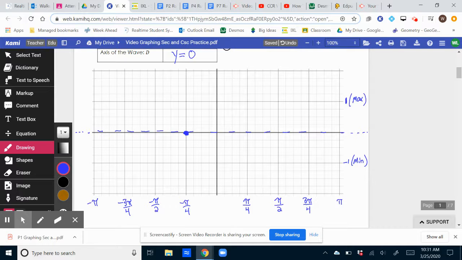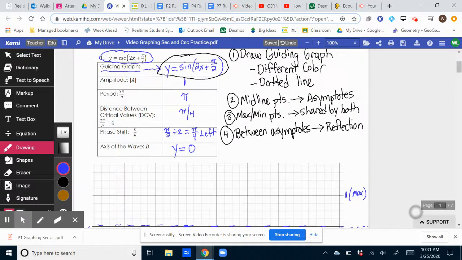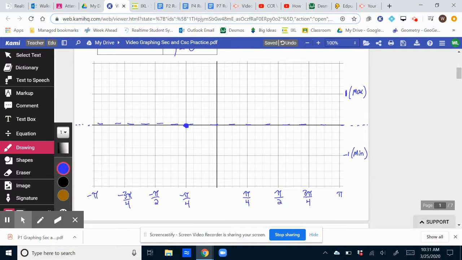Okay, so again, normally sine would start here, but I've moved over pi over 4 to the left because of my phase shift. Now remember, this is positive sine. So positive sine from the starting point, the next point to the right is at a max. Okay, that means I go back down to midline, then to min, back to midline, and to max, and keep that pattern going.